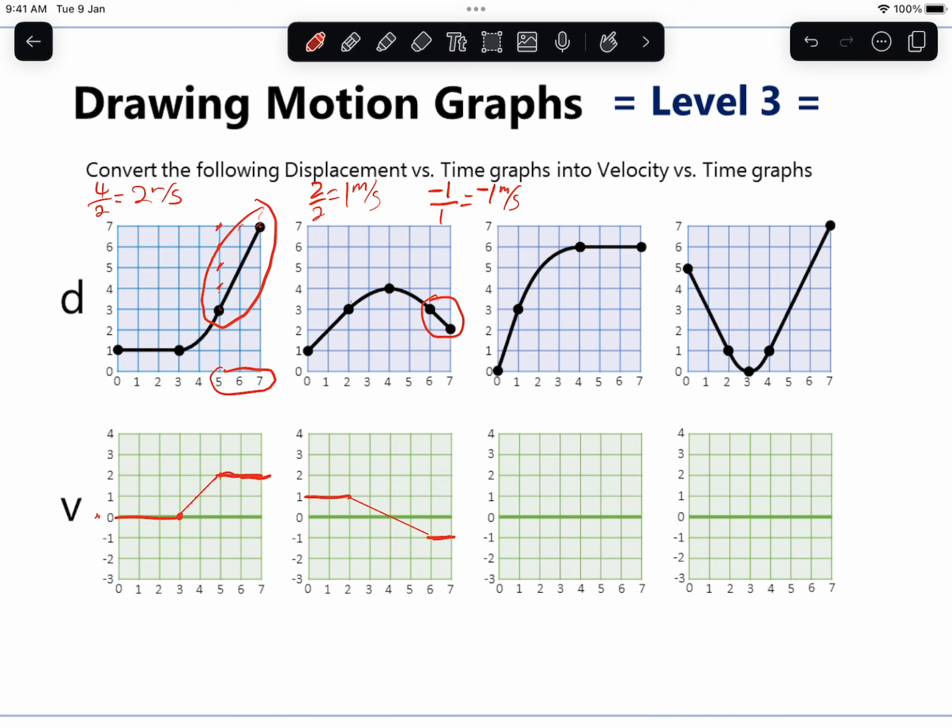So notice here, as it's curving, what's actually happening? Well, this would be like I'm going away from the position, I'm slowing down, stopping, going back towards the position. Let me do that with a better highlighter.